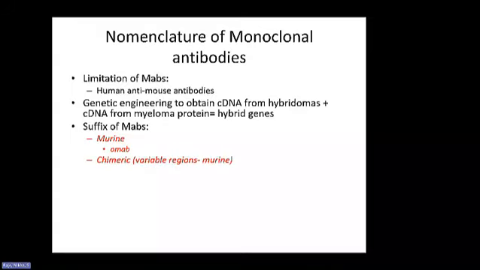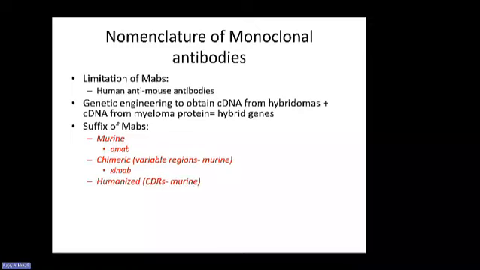Chimeric, which means the variable regions are murine, but the rest of it is human. Anyone know what the suffix is? XIMAB. Infliximab, for example, right? Rituximab. Those are examples of chimeric antibodies.